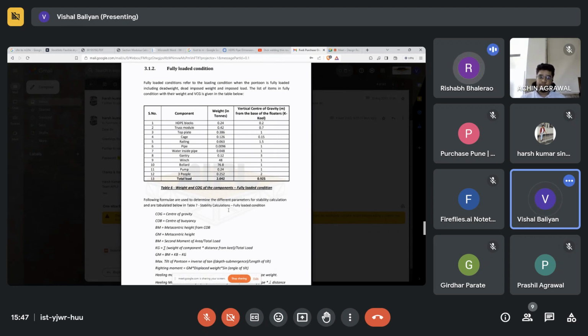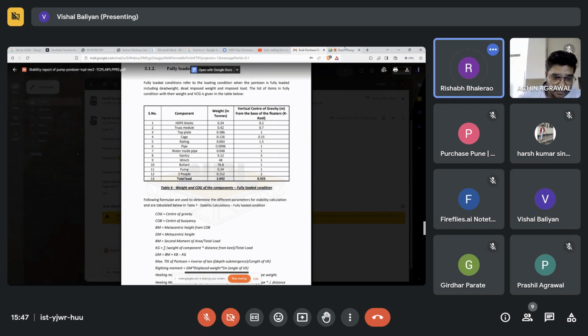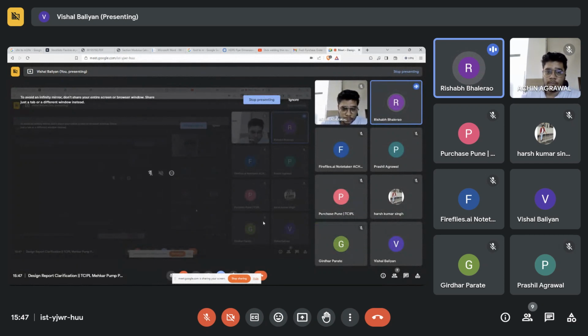So for your righting moment, you should take the geometric GM and multiply it by your displaced weight, right?